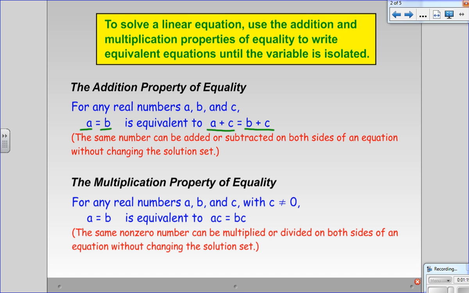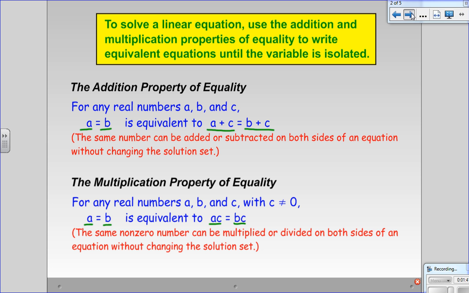Similarly, the multiplication property of equality says that if you have an equation A equals B, you can multiply both sides of the equation with some value, as long as the value is not 0. And that also means that the solution set will not change. And so we can use this property of multiplying or dividing or adding or subtracting on both sides of the equation to solve our linear equations.